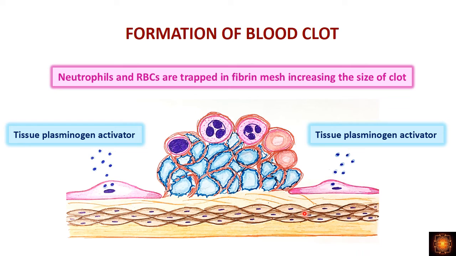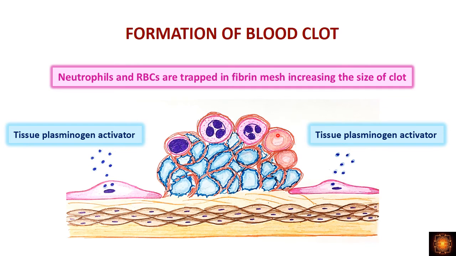Now, once the stabilization of the platelet plug occurs, in that you have only just the platelets. Initially, you had just the platelets which were present in the fibrin meshwork. So slowly what happens in this fibrin meshwork, the inflammatory cells, the leukocytes and the RBCs which are present in the circulation, they get trapped in the fibrin meshwork. So when these are trapped, the clot size is increased, and this platelet plug along with RBCs and the leukocytes, we call it a blood clot.